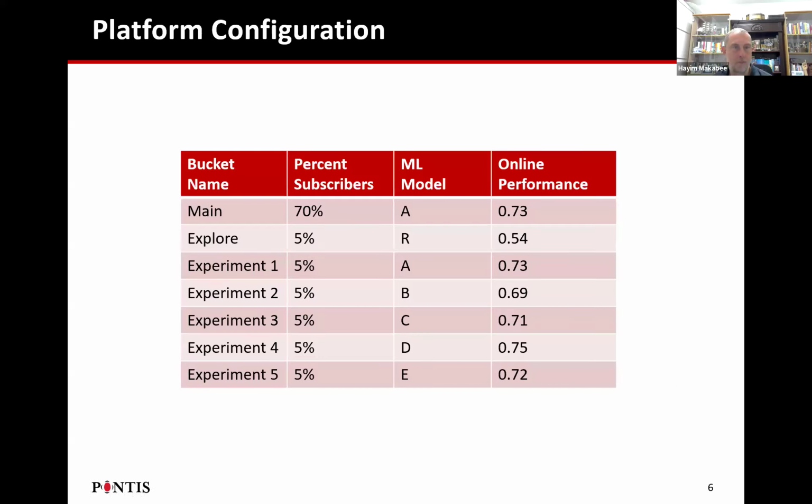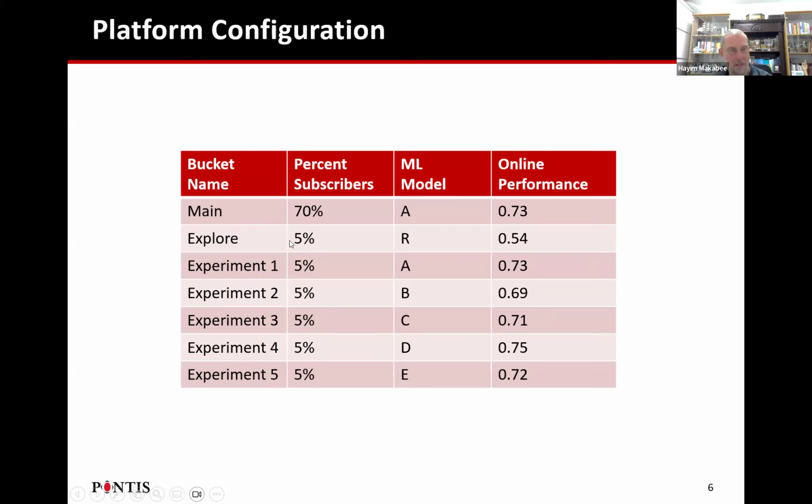I will skip this. So here you see the online monitor. You have the buckets, you have the percentage of subscribers, in total 100%. You have the model that is being used, and you have the online performance.